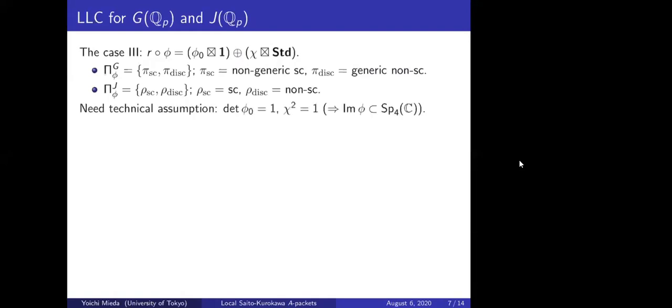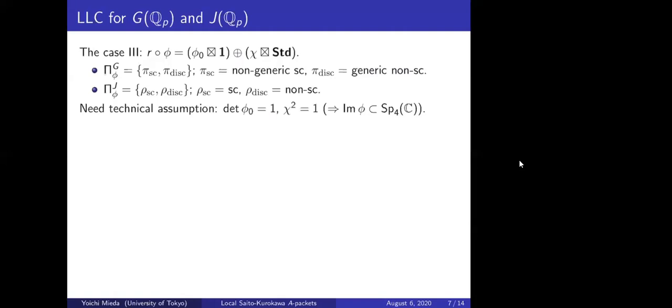And here I need a technical assumption that the determinant of this two-dimensional Galois representation is trivial, and this chi is a degree two, order two character, a quadratic character. So this assumption comes from the fact that we need the Arthur classification for GSp4 and its inner form.